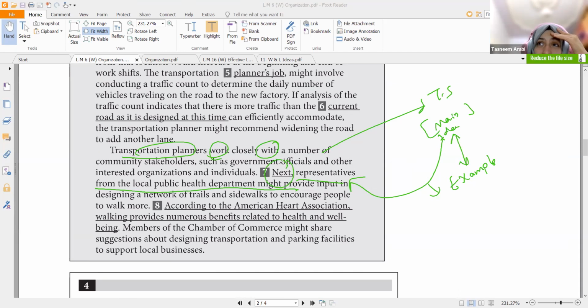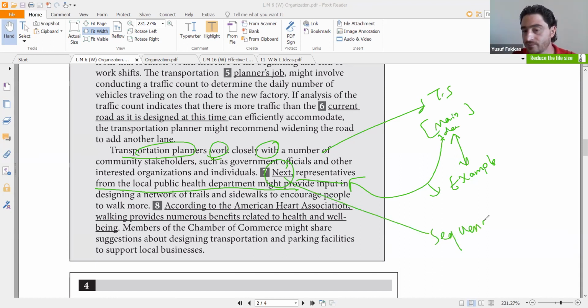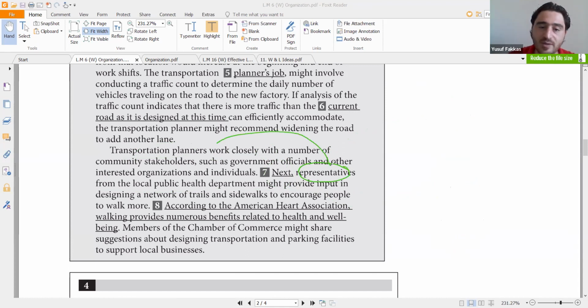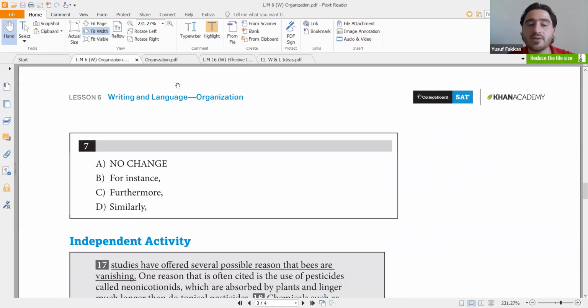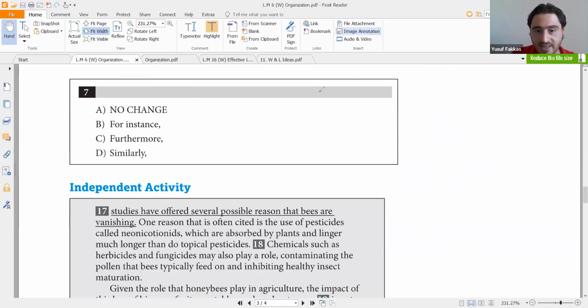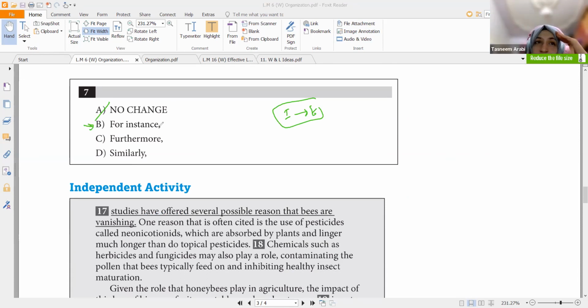Next. Is next a word that we can use to introduce an example? No, we use it when we have sequence. So it doesn't work here. Why? Because I already know that I'm mentioning those representatives just to give an example about who works with transportation planners. And I go to the options, keeping in mind that the relationship is idea to an example. So we already said A doesn't work. What about for instance? Does it work to introduce an example? Yes.